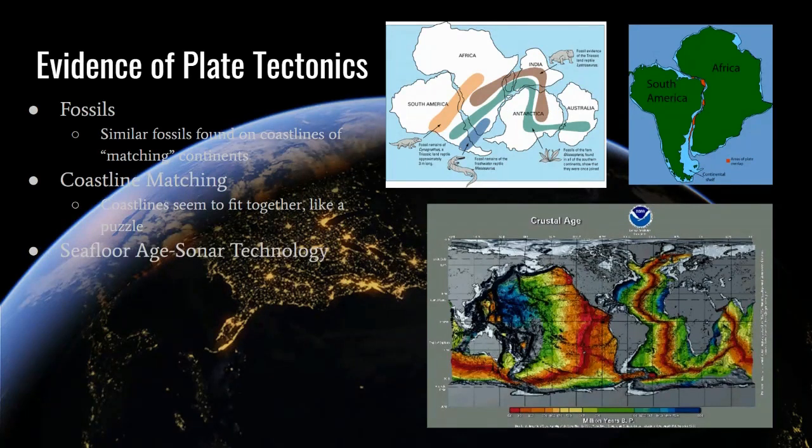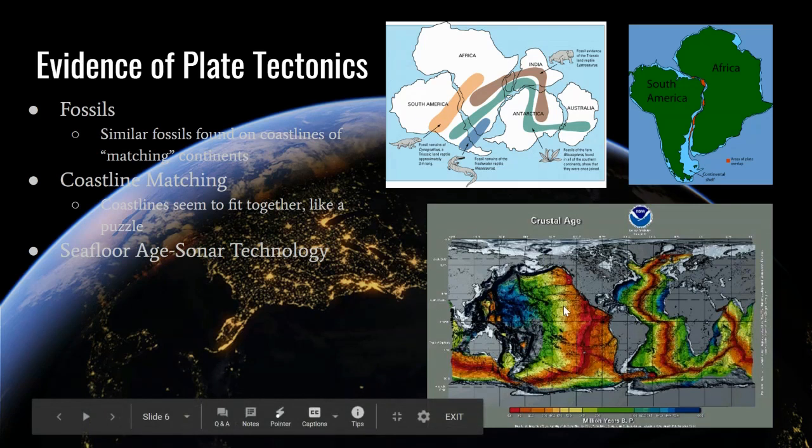The third and probably most interesting piece of evidence for plate tectonics is the age of the sea floor. If you look at the picture here on the bottom right, you see that there are different colors here that correspond to the age of the Earth.